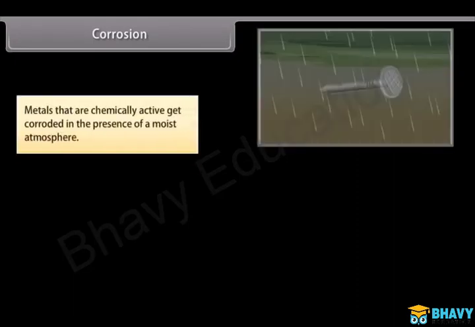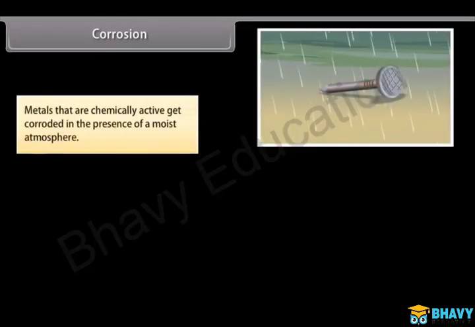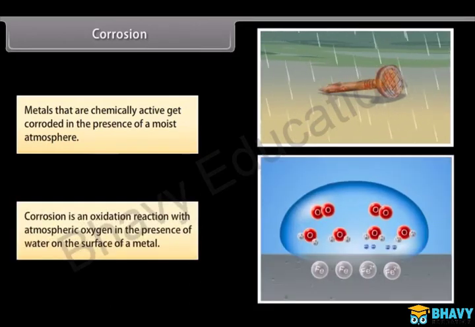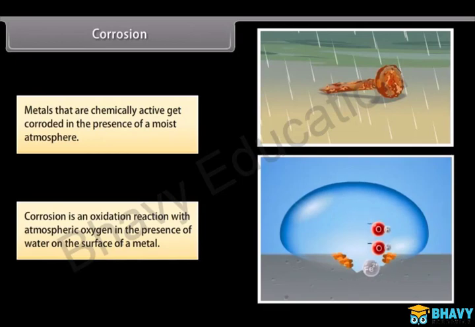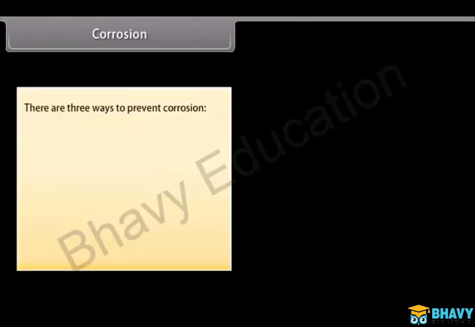Corrosion. Metals that are chemically active get corroded in the presence of a moist atmosphere. Corrosion is an oxidation reaction with atmospheric oxygen in the presence of water on the surface of a metal. For example, iron and aluminium corrode. However, non-reactive metals like gold, platinum, mercury do not corrode. There are three ways to prevent corrosion.